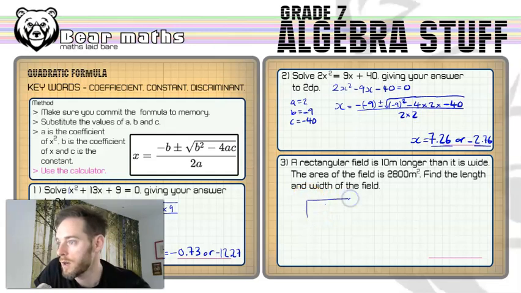So little diagram of the field. Now we don't know what the width is, so we call it x, and we don't know what the length is, so we call it x plus 10.